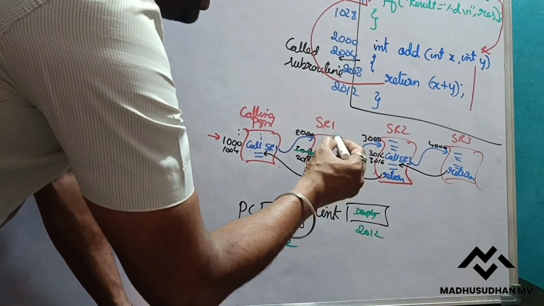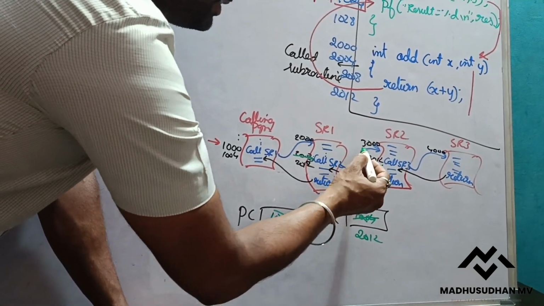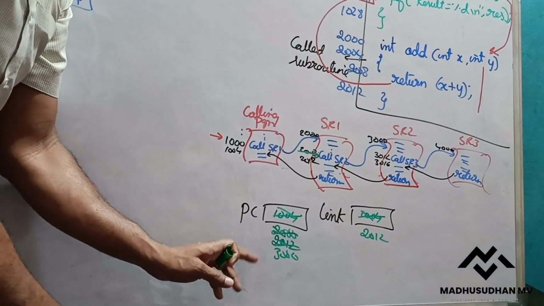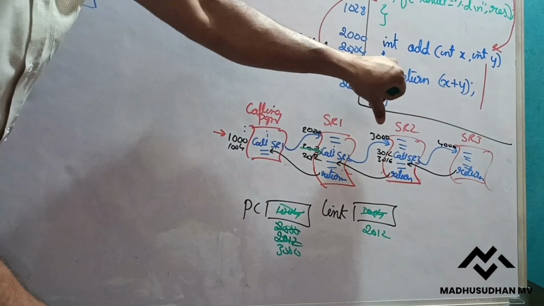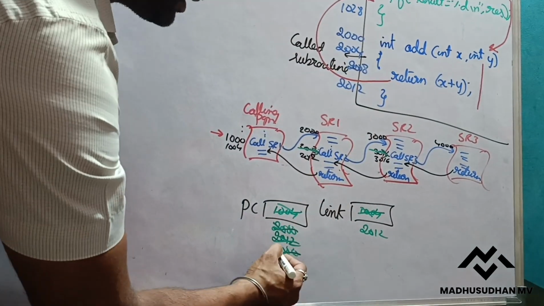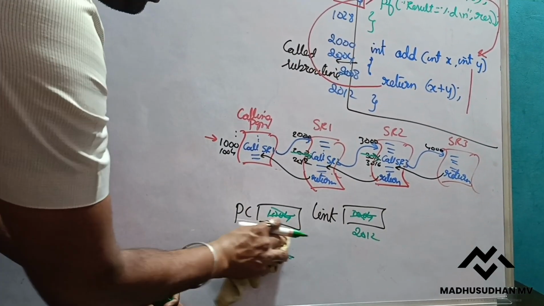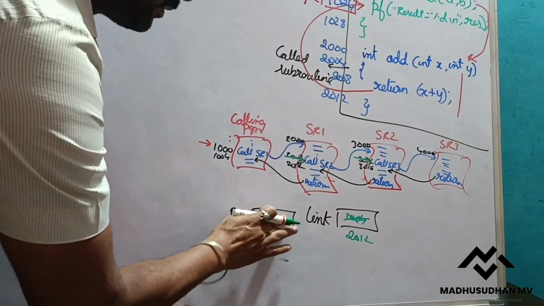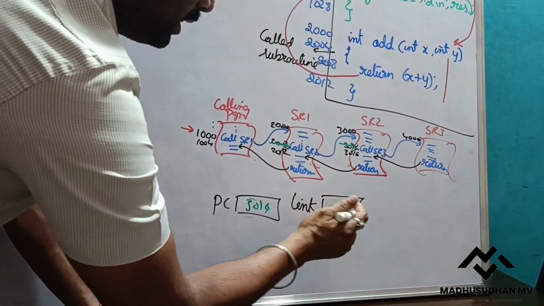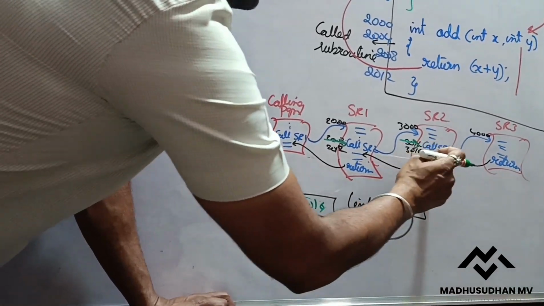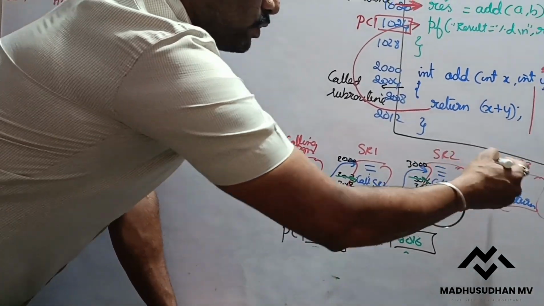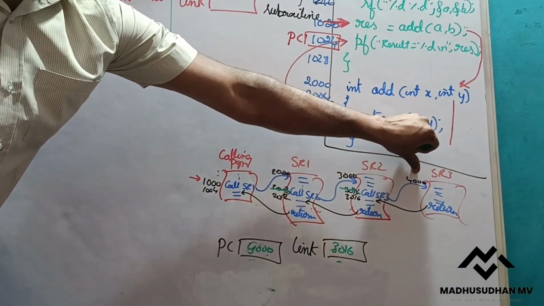After that, the starting address of subroutine 2 is 3000. That will be loaded into the program counter, so it will go to 3000. Now I am in 3000. Assume I am executing this statement. Now the program counter contains 3016. That will be stored in the link register. After that, 4000 will be loaded into the program counter. Now it will go to 4000. Now control is at 4000.